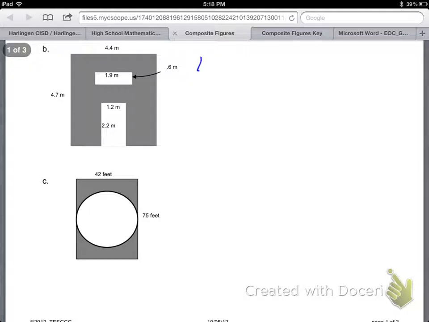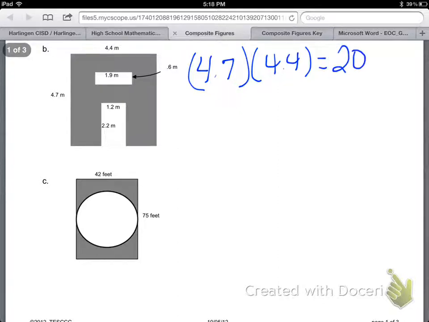It would be 4.7 times 4.4, which is 20.68. Then I need to subtract the white part, which would be this little rectangle.